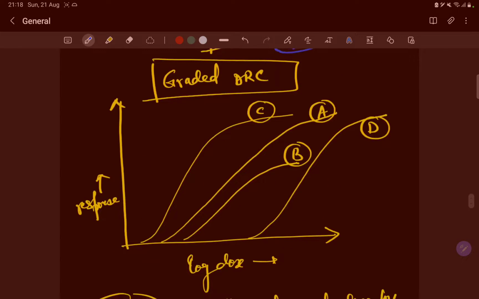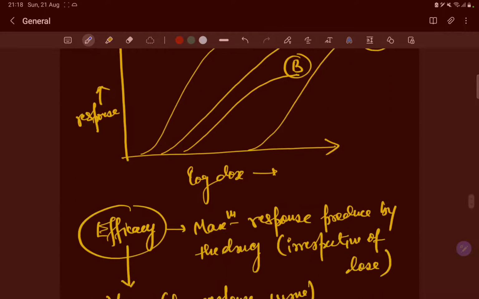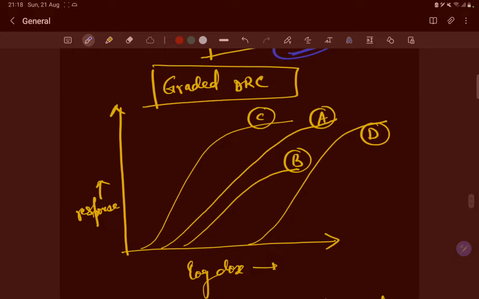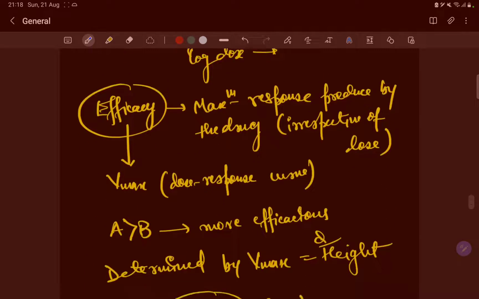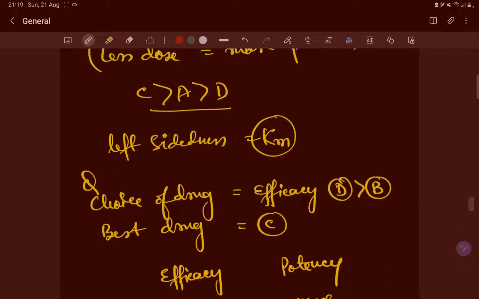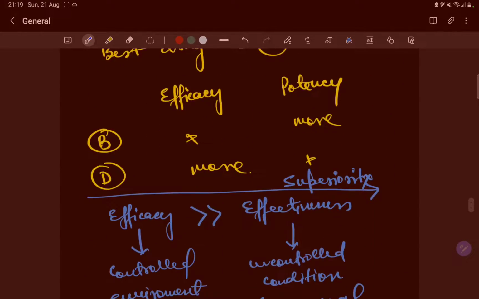Now the graded dose response curve. We see this kind of graph, and we have discussed potency and efficacy and how they are measured. In this graph, suppose they have the same response, A and C, they have the same efficacy, right? So C, A and D have the same efficacy, okay?